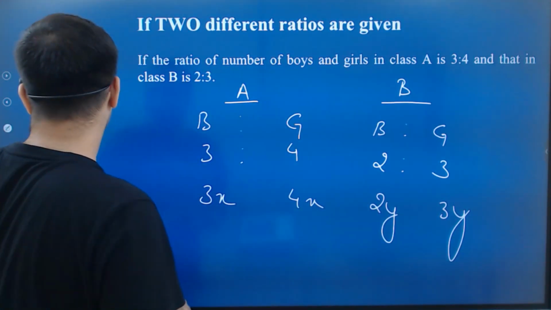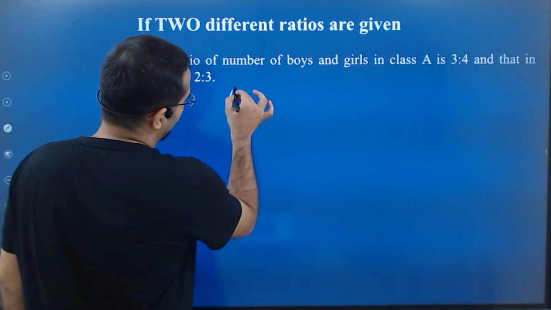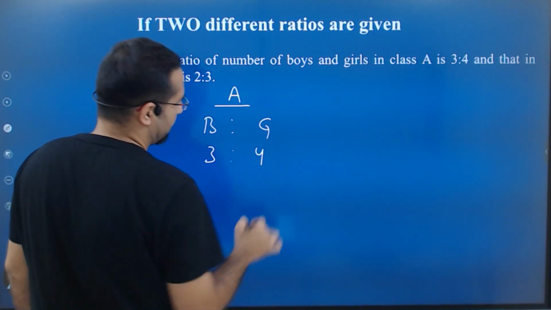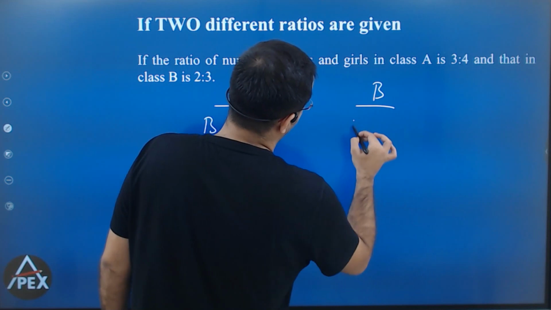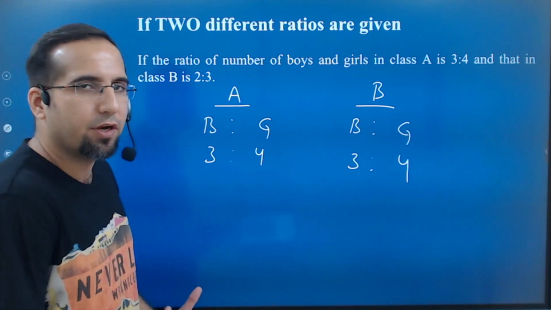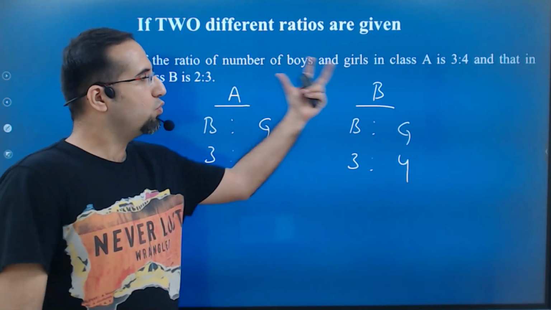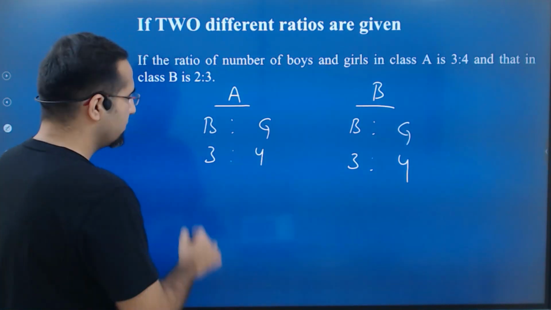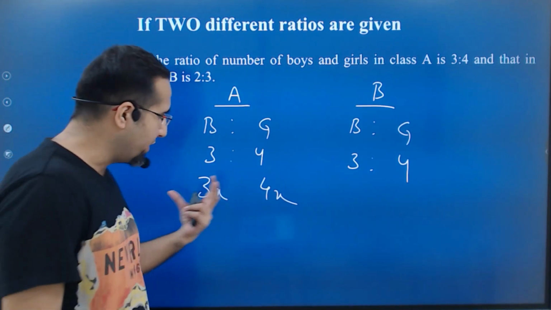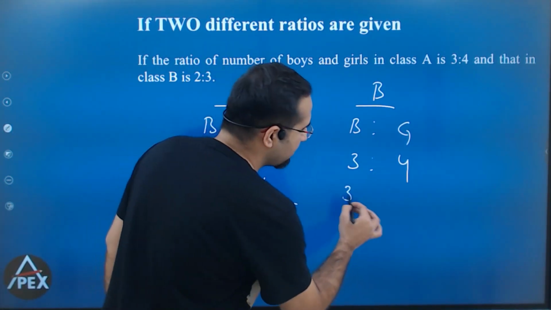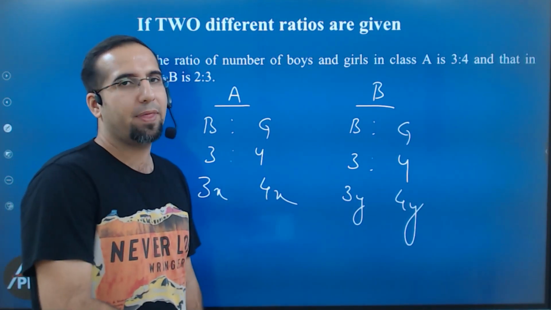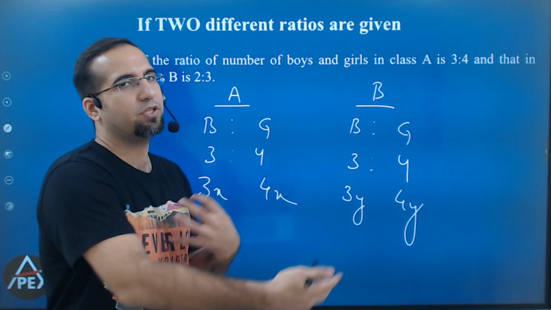Let's take one more example. Suppose in class A, the ratio of boys and girls is 3:4, and in class B, the ratio of boys and girls is also 3:4. Now how do I treat it? The treatment will be the same. These are two different ratios in the same question. So my duty would be to take 3x and 4x as the boys and girls of class A, and 3y and 4y as the boys and girls of class B, and then continue with the information given in the question.